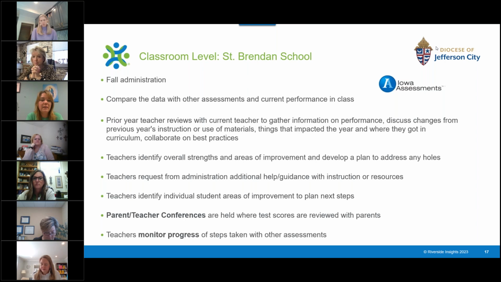And then after that, it's teachers monitoring the progress with other assessments that they do within their classroom.